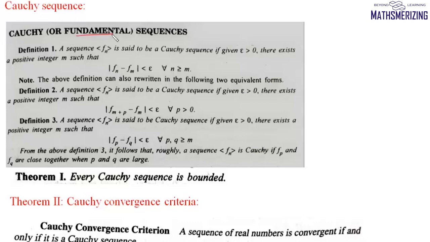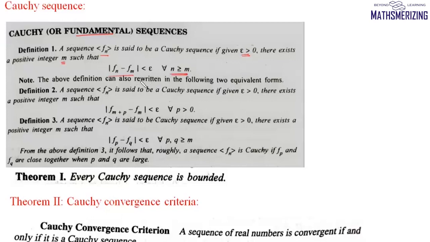Now first we look at different definitions of Cauchy sequence. The first definition: a sequence Fn is said to be a Cauchy sequence if for any epsilon greater than 0 there exists a positive integer m such that |Fn minus Fm| is less than epsilon for all n greater than or equal to m.